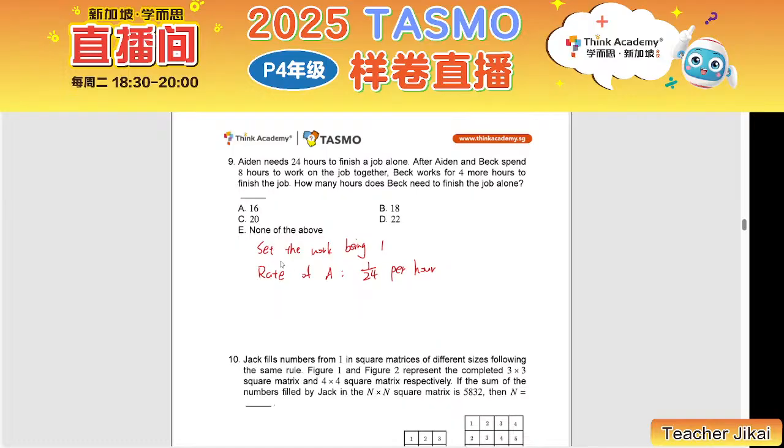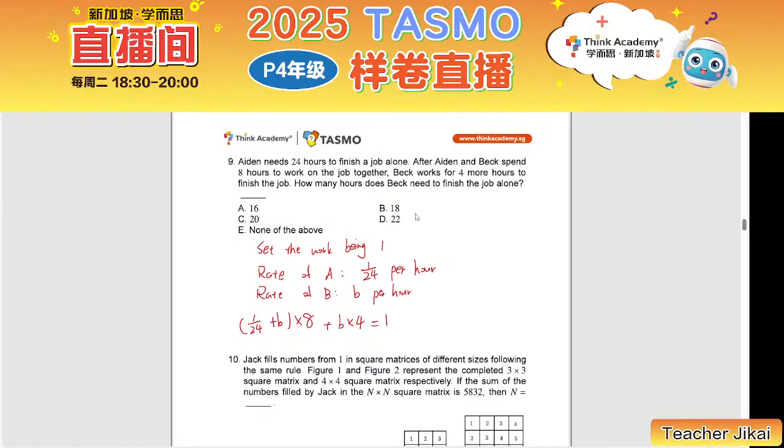Then we can express their work another way. Aiden and Beck first spent 8 hours working together and Beck worked 4 more hours, so we set the rate of B per hour. First they work together for 8 hours, so we add the rates together and multiply by 8. And then B works for another 4 hours to finish the whole job.